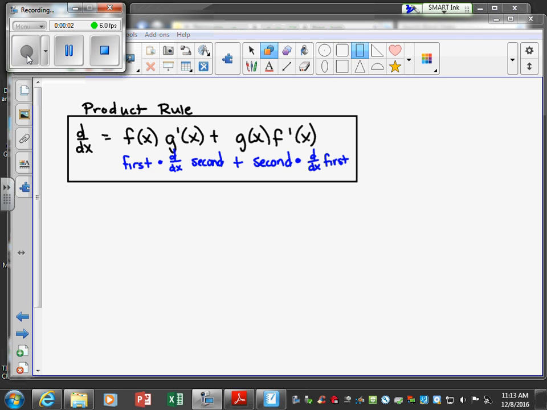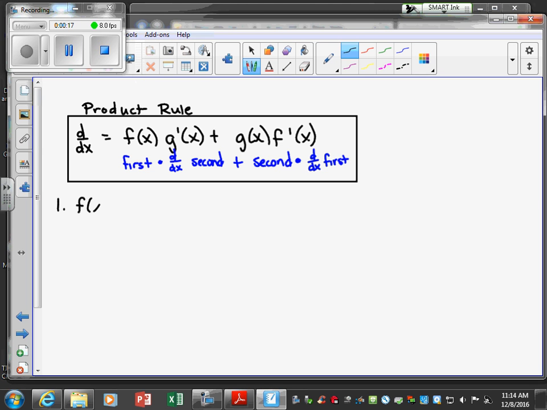Okay, we pick back up here with the product rule, and this is first function times the derivative of the second function plus the second function times the derivative of the first function. So if we're given f of x to be 3x minus 2x squared, and we have 5 plus 4x. Now, if I didn't have the product rule, what would you suggest I do?